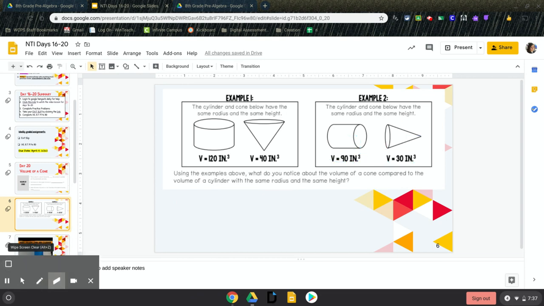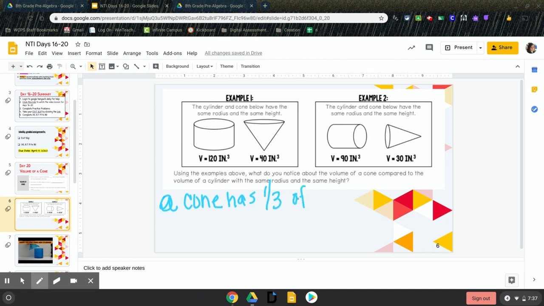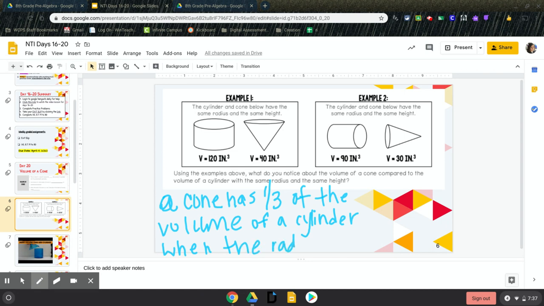So to sum that up, a cone has 1/3 of the volume of a cylinder when the radius and the height are the same.